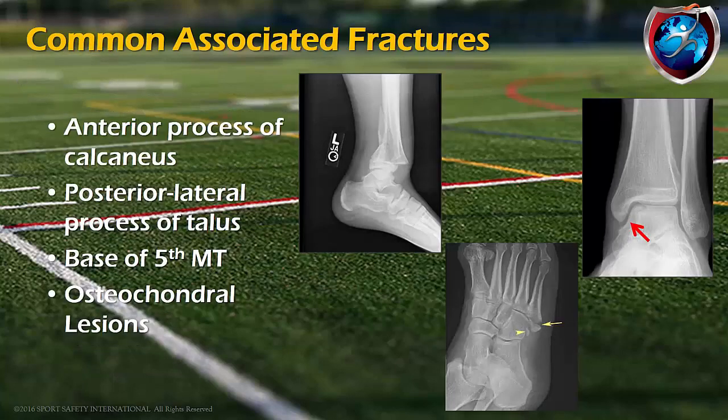Other fractures can accompany inversion ankle injuries. Fractures of the anterior process of the calcaneus are caused by an avulsion injury of the bifurcated ligament, which may occur with forced inversion. The lateral talus, the attachment site of the posterior talofibular ligament, and the proximal 5th metatarsal can also be fractured with inversion.